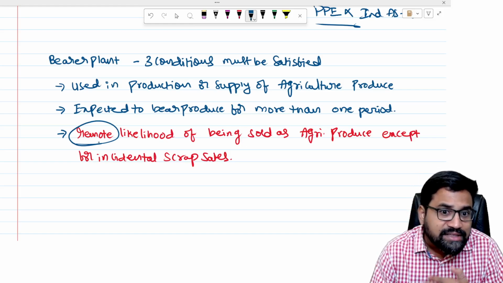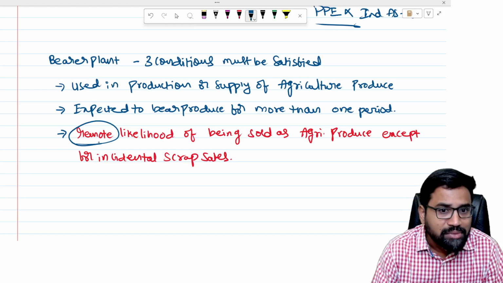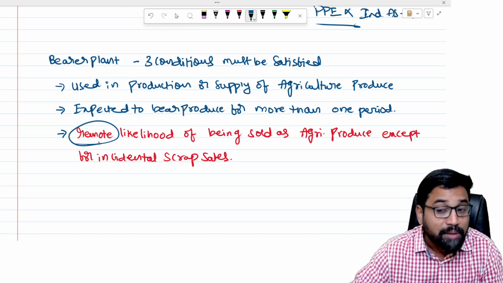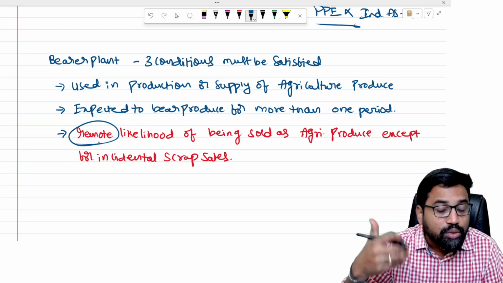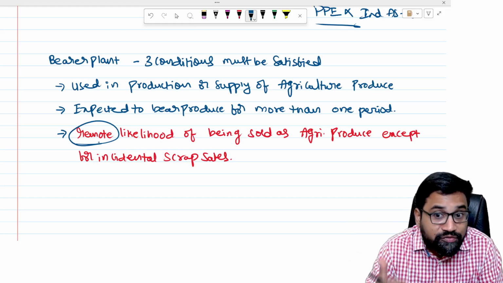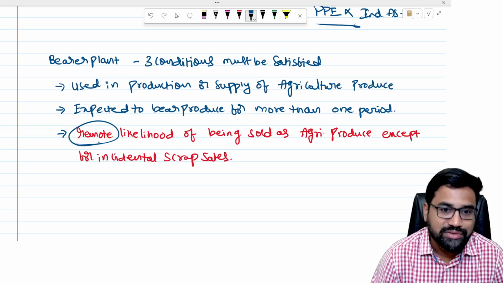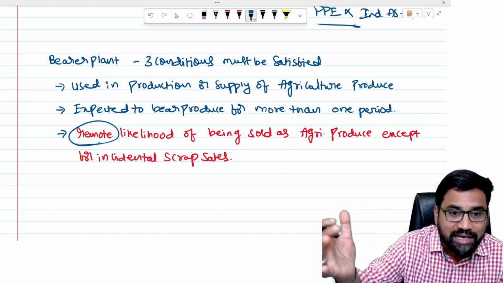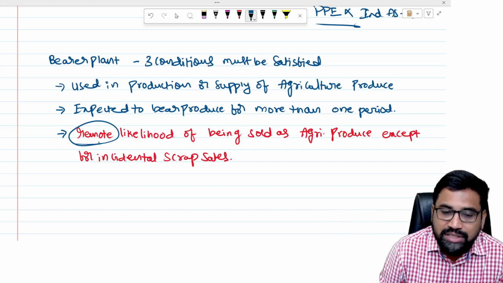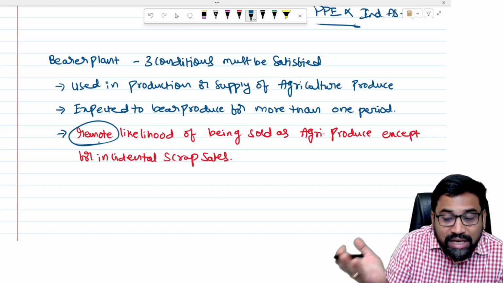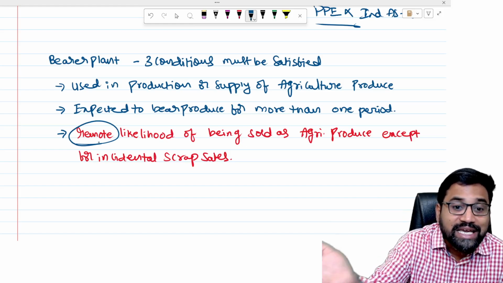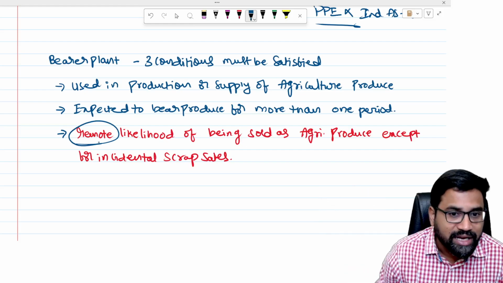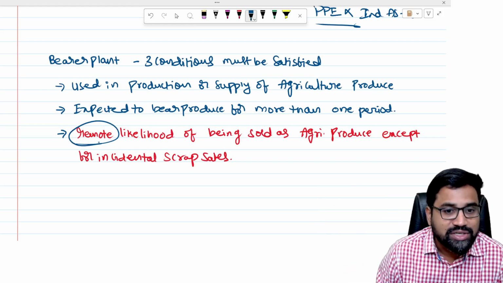That means once the life of the plant is over, then maybe it is cut down and sold. That is okay. But in general, we grow that plant for its produce, not for selling it as an agriculture produce. But of course, there are certain plants which are grown exclusively for sale. For example, a teak tree. Why will we grow a teak tree, sir? We will cut it down and sell it as agriculture produce. So it will not become a bearer plant because condition number 3 is not satisfied.